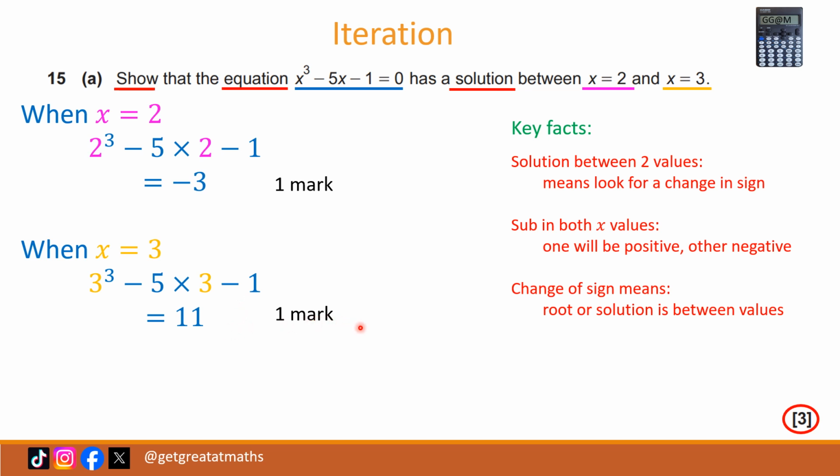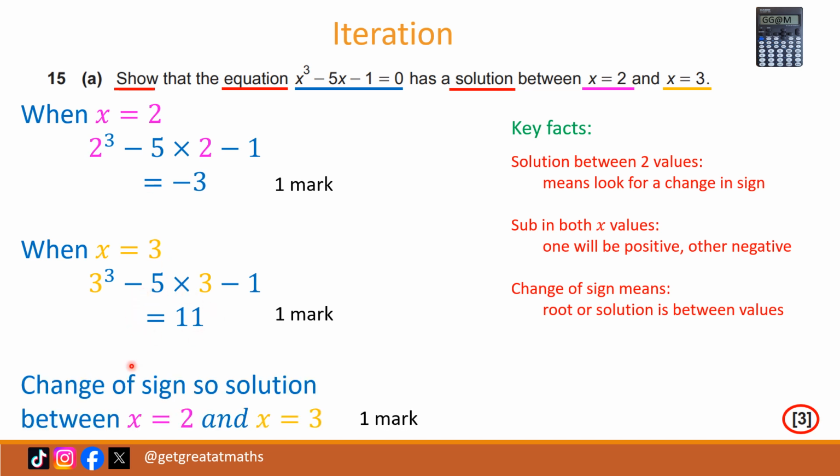Now the third mark comes from spotting that we have got a change in sign. What this means is one value is negative, one value is positive. So that means there is a change of sign, so the solution is between x equals 2 and x equals 3, and that will give you the third mark.